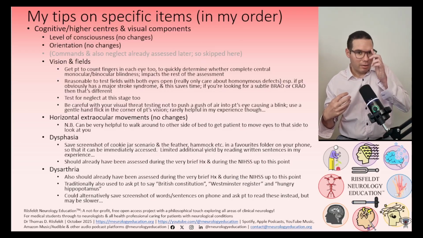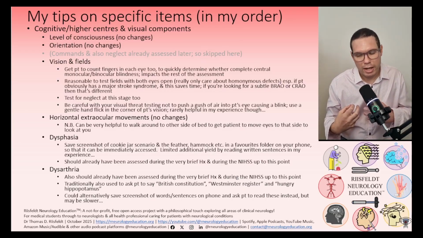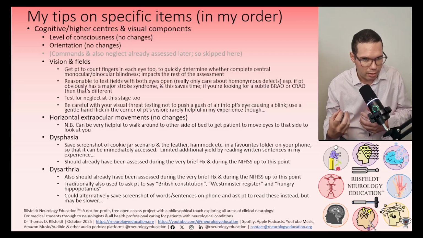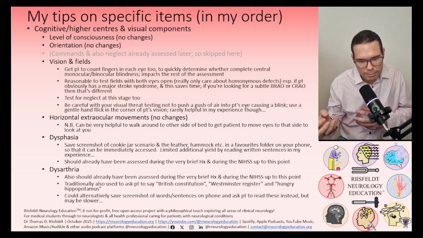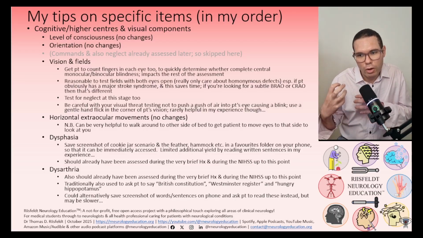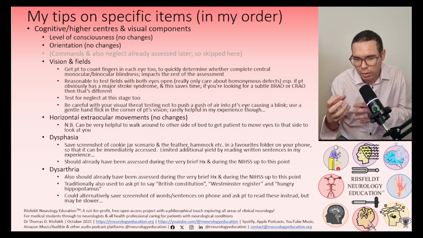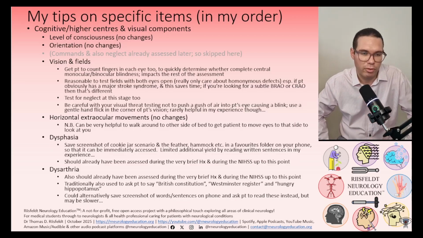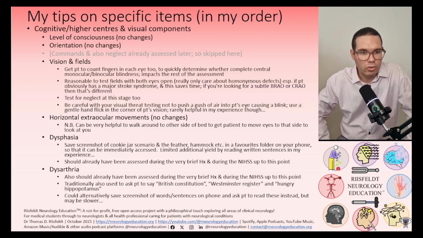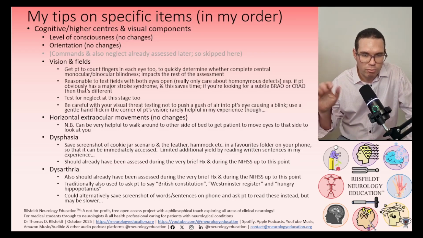So, do I have any tips and tricks on accurate and quick examination of specific items? So, let's go through it. This will hopefully not be too repetitive. I'm just going to focus on any little additional suggestions I might have. So, regarding the cognitive and higher centers assessment and the visual components, you're doing your level of consciousness, no changes there. You're doing your orientation, no changes there.